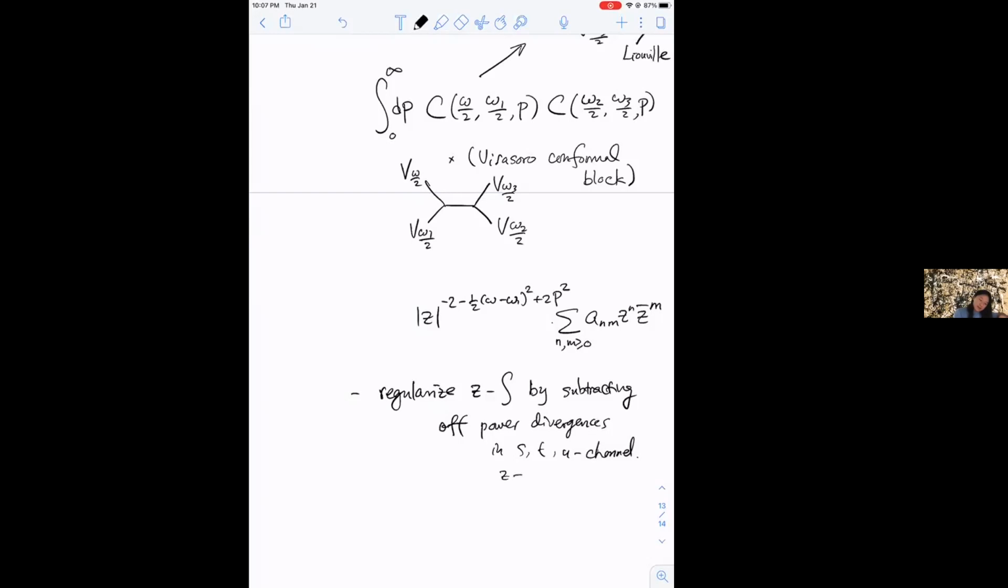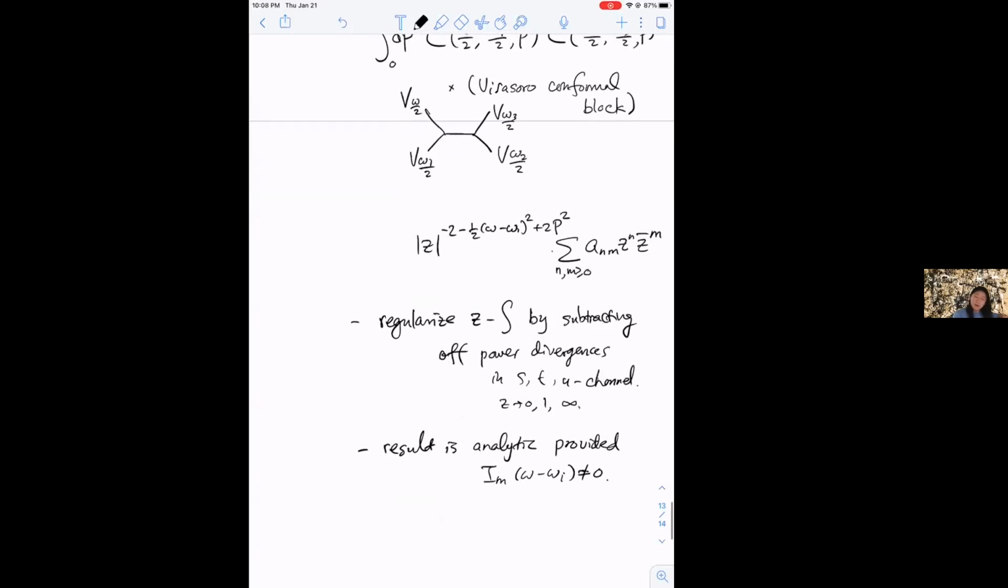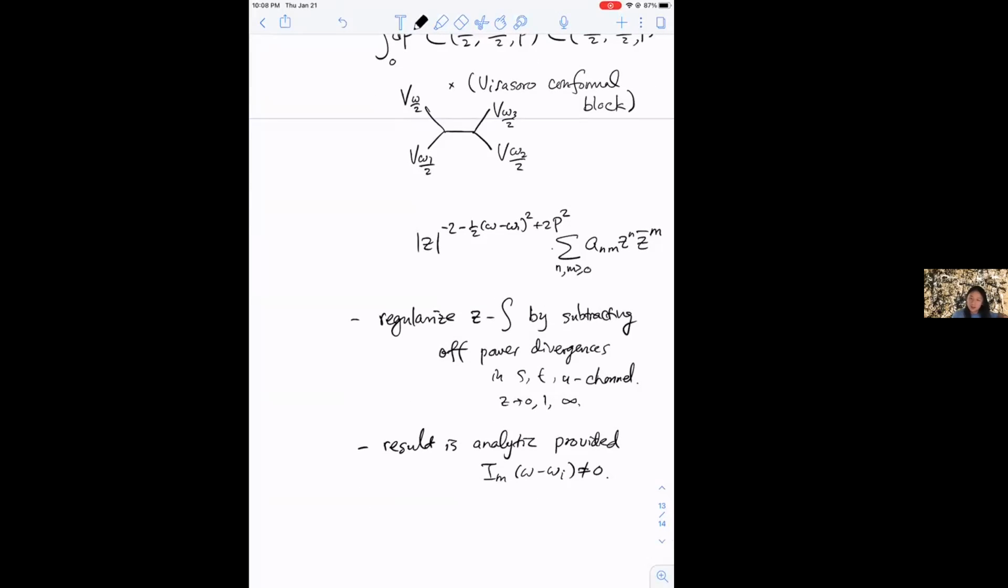So the divergences are near z equals zero, one, or infinity. It turns out that when you subtract these power divergences, that maintains suitable analyticity properties of the amplitude in the energies. So with this way of regularizing the amplitude, the result is analytic, provided that the imaginary part of omega minus omega I is not zero. It's possible to verify this, but I won't discuss it in too much detail.